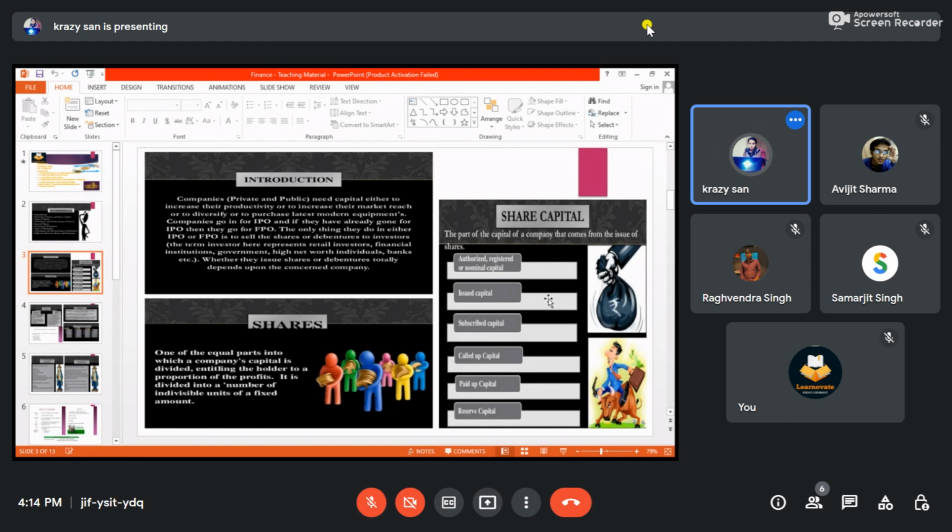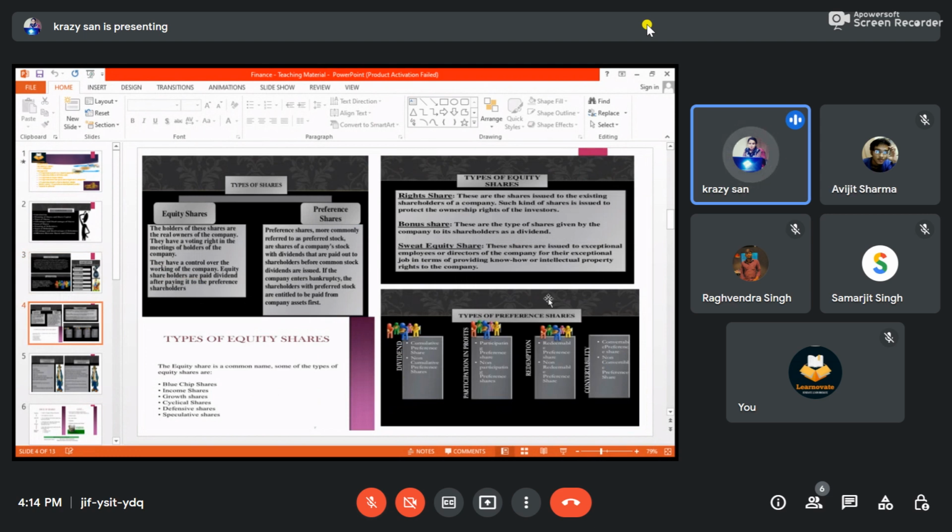Those are called share capital, and it comes in the form of different things. It can be authorized, registered, or nominal, issued capital, subscribed capital, called up capital, paid up capital, and reserved capital. These are the different names of the share capital in which the fund is being collected. You can say the cash is collected by sharing out the shares. I hope till here it is clear to everyone.